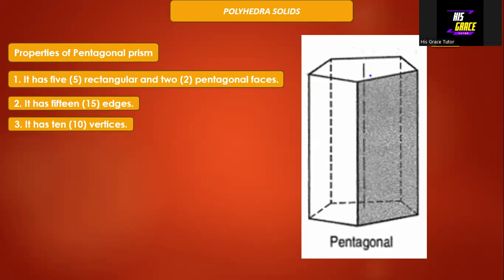So as I said, we have 15 edges, 10 vertices, 5 rectangular faces and 2 pentagonal faces. Those are the properties of a pentagonal prism. Then let's look at the next one.